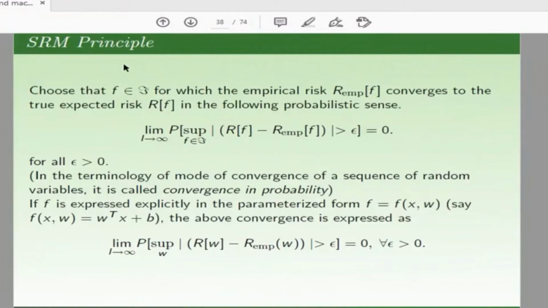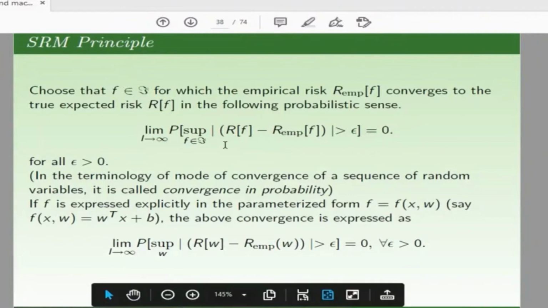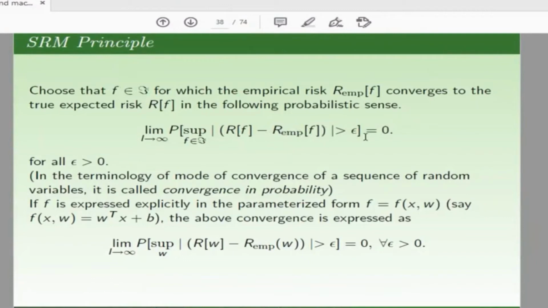Okay, so what is the SRM principle? The SRM principle says that in this family, you choose the function f so that this |R_emp(f) − R(f)| is more than epsilon, and you are taking a sup here. You take the sup simply because you are taking it over this family. That means you are guaranteeing this uniform convergence.